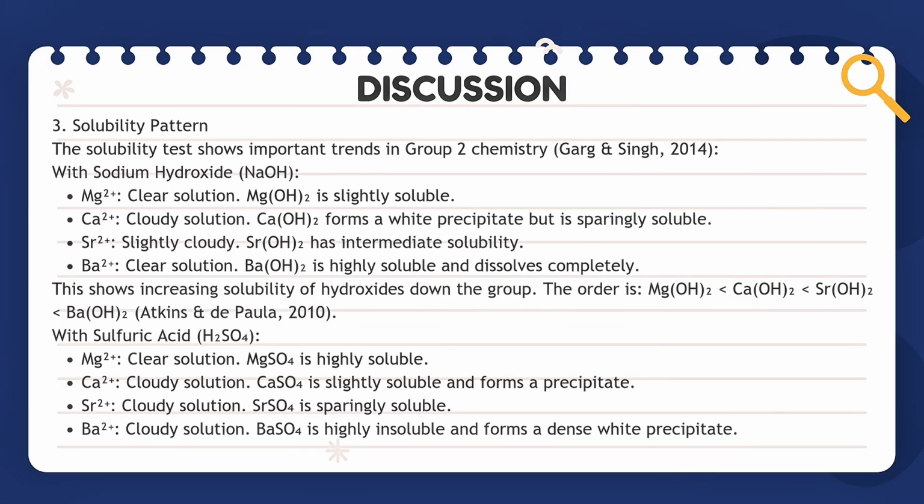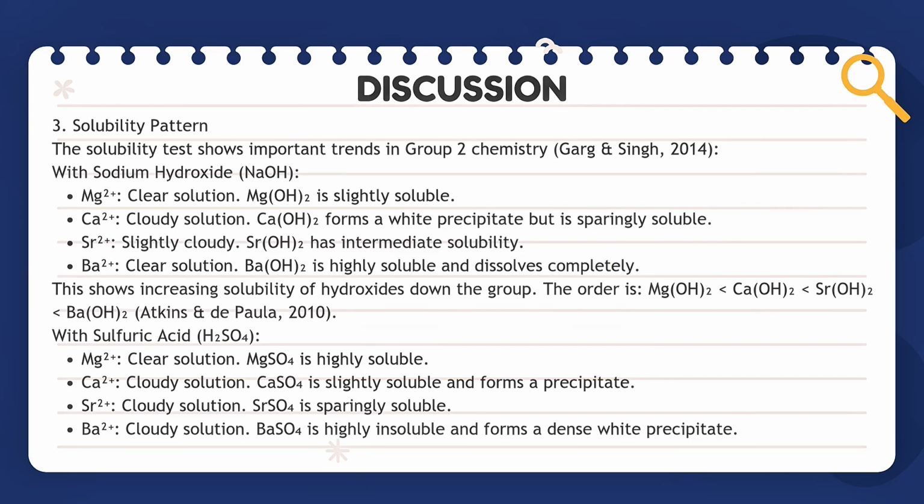Third experiment, solubility test. Next, solubility tests were carried out using sodium hydroxide, sulfuric acid, and sodium carbonate. The first one with sodium hydroxide. Magnesium ion produces a clear solution because magnesium hydroxide is only slightly soluble at low concentration. Calcium ions form a cloudy solution due to the formation of a calcium hydroxide precipitate. Strontium ion shows slight cloudiness, indicating intermediate solubility. Barium ion remains clear because barium hydroxide is highly soluble. This confirms that hydroxide solubility increased down the group.